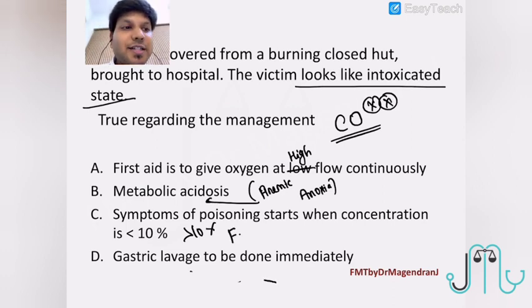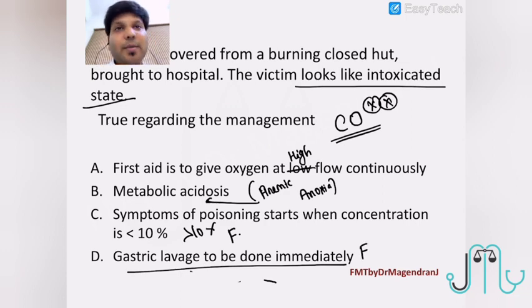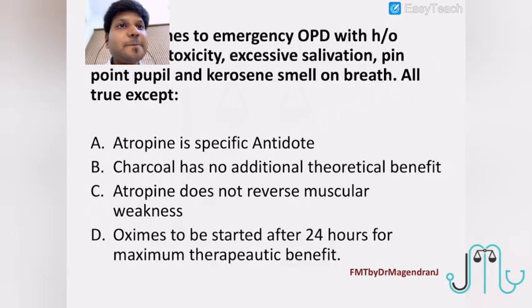Gastric lavage to be done immediately. But here there is no reason for gastric lavage because it's an inhalant poison. There is no need for gastric lavage. This is also false. So among the given options, the correct option is option B. Metabolic acidosis may be seen in this particular case.